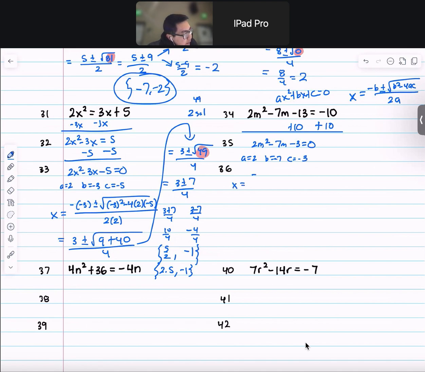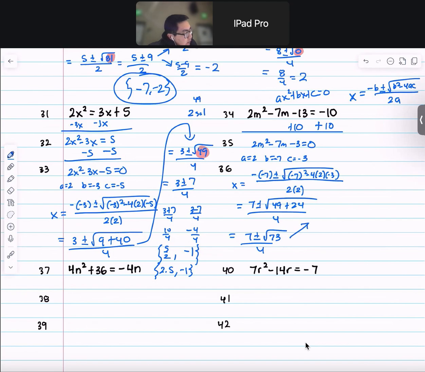Plug it in. Negative of negative 7 plus and minus the square root of negative 7 squared minus 4 times a times your guys' c, all over 2 times a, so 2 times 2. 7 plus and minus 49, negative 4 times 2 times negative 3, you guys, that is positive 24, all over 4. 7 plus or minus square root 73 over 4. So can't really simplify that, you guys. So with the magical power of the calculator, we split it up, right? 7 plus rad 73 over 4 or 7 minus rad 73 over 4.